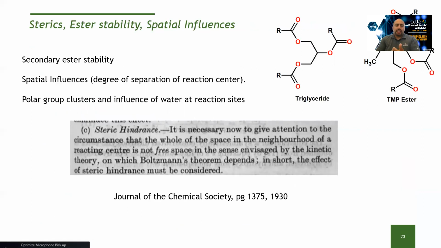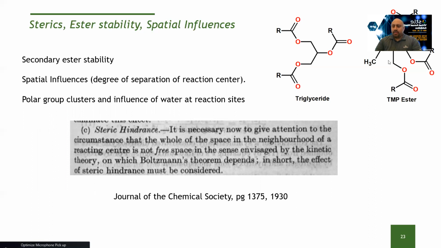So this slide is Sterics, ester stability, and spatial influences. As I said before, secondary ester stability has been studied back in the 1930s and 40s. In the paper shown on the slide, they evaluated the stability of secondary versus primary, and they showed that secondary was much more stable. They also described some spatial influences in polar group clusters.